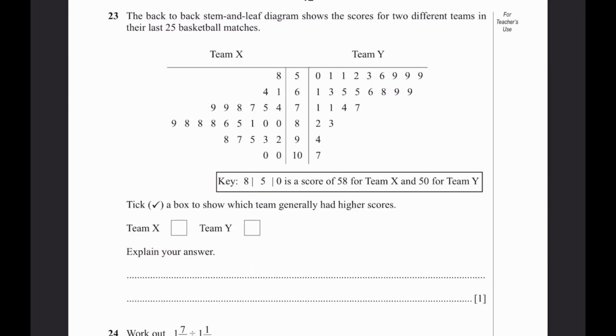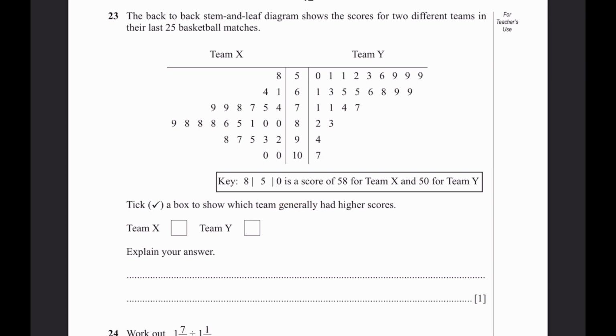Question 23. The back-to-back stem and leaf diagram shows the scores for 2 different teams in the last 25 basketball matches. Key: 8|5|0 is a score of 58 for Team X and 50 for Team Y. Tick a box to show which team generally had higher scores. See the adverb here, generally, which means it's not the highest score, but mostly they have good scores.